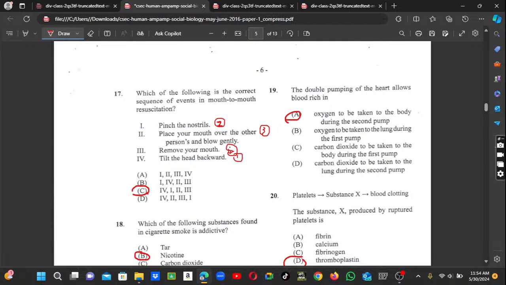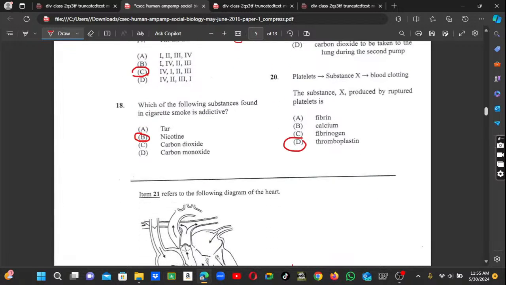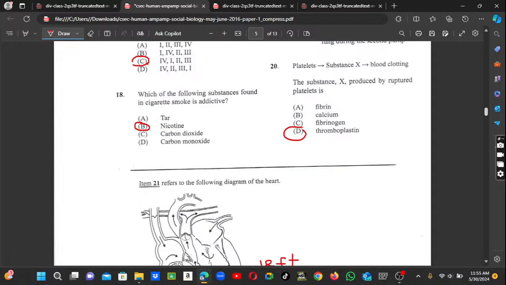Alright, good. Number 20 now. So we're talking about the platelets. Substance X and blood clotting. So we're going to see what they're asking here. It says the substance X produced by ruptured platelets is. So you're talking about thromboplastin, right? So the answer for number 20 would be D, right? Good. Very simple. I hope everyone is understanding what's going on here. Alright, it's very simple, guys.